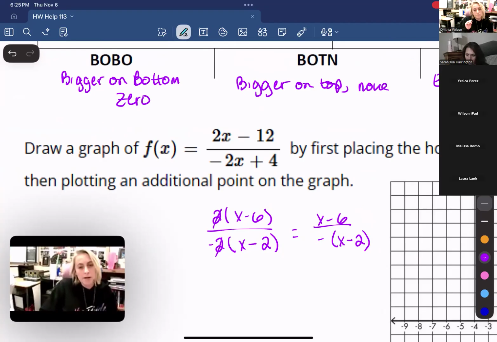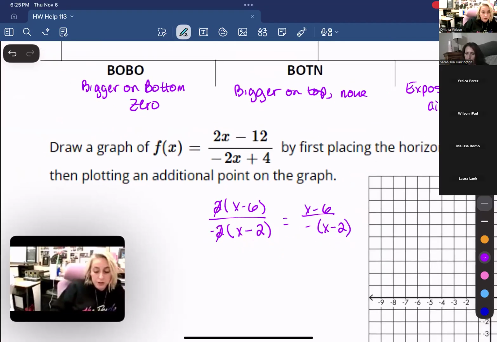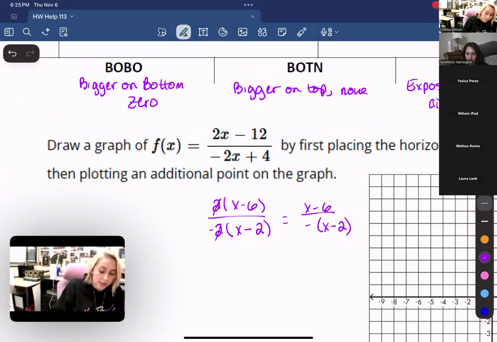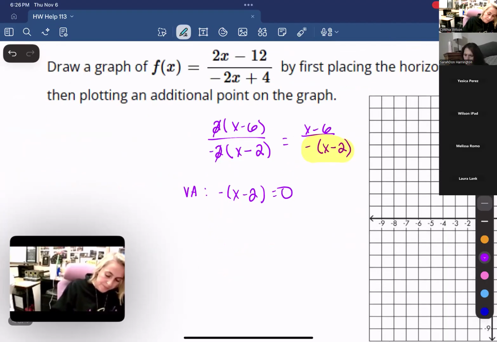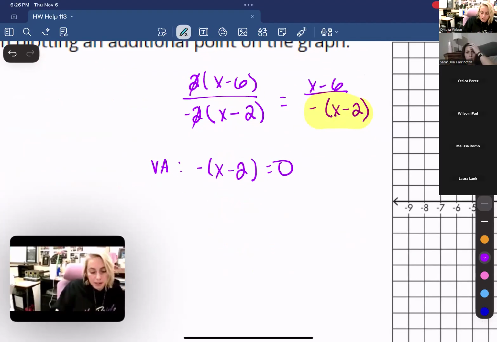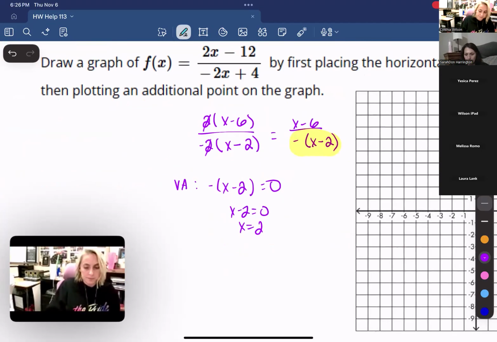So first step is to find your vertical asymptote. That's the denominator equal to 0. So we're taking the denominator and setting it equal to 0. We would divide by -1, which doesn't change anything. Add 2. There's your vertical asymptote.